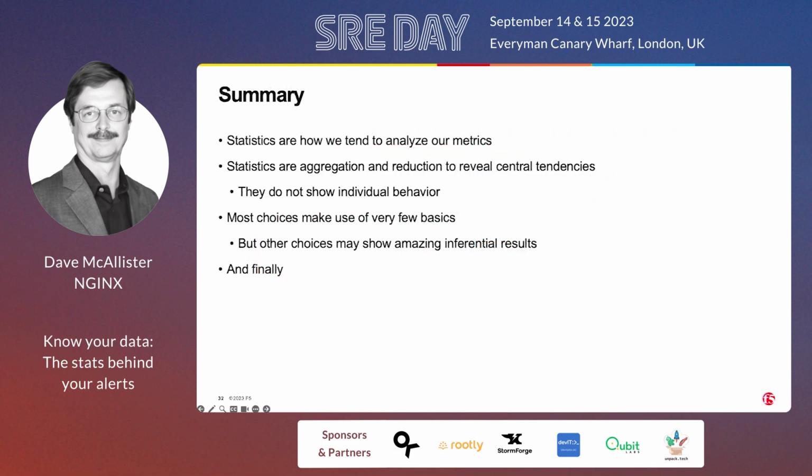And so I want to do a quick summary here. Statistics are how we analyze our metrics, and we use that to build our aggregations and to build our visualizations. Most choices we make use very few of these things, but understanding the reasoning behind it and what they really mean can be really useful. And sometimes using other things can be very meaningful and give you clear insights into your data.